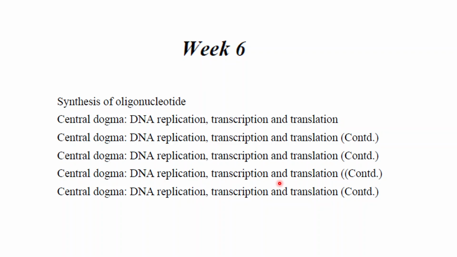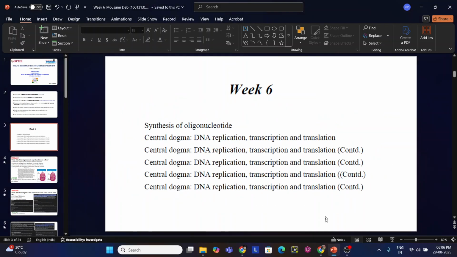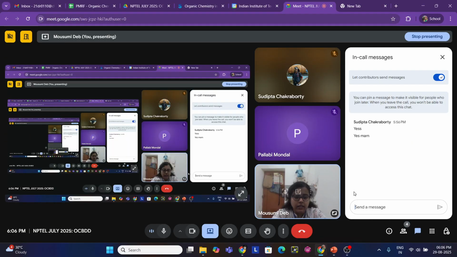So what is the central dogma? Central dogma is nothing but the flow of genetic information from DNA to RNA to protein. From DNA, first replication happens, where one DNA strand is copied into another DNA strand. Then transcription happens, where DNA is converted to RNA, then translation, where RNA is converted to protein. The genetic information is passed from DNA to RNA to protein, and it is unidirectional.